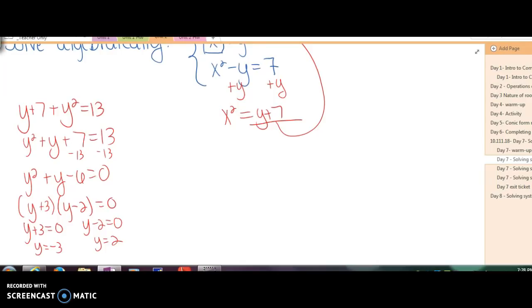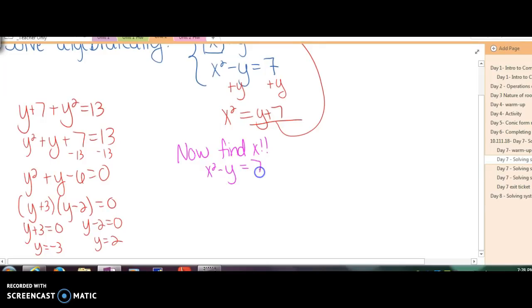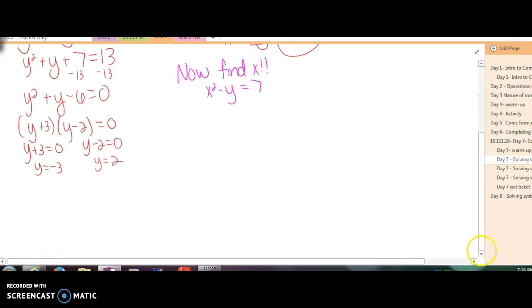So I'm going to use the second equation, x squared minus y equals 7, to find the x's. So now find our x values, and we're going to use x squared minus y because y isn't squared there, equals 7. So let's start with y equals -3. So that's x squared minus -3 equals 7, or x squared plus 3 equals 7. Subtract your 3 on both sides, you get x squared equals 4, and square root.